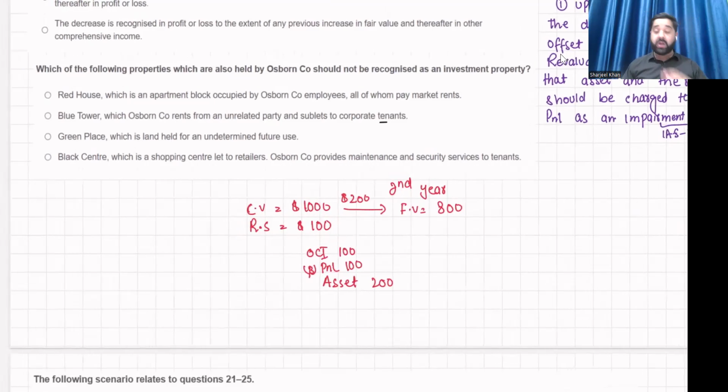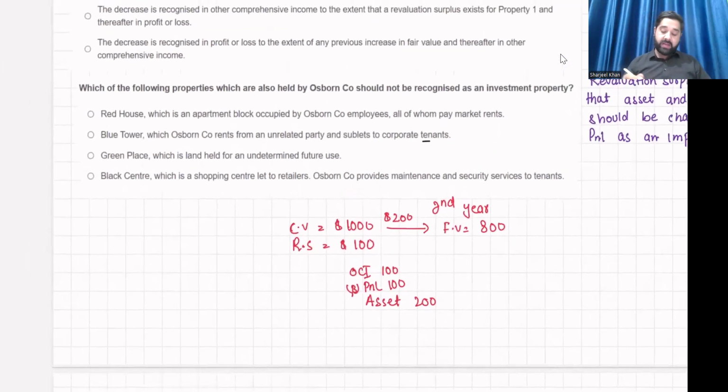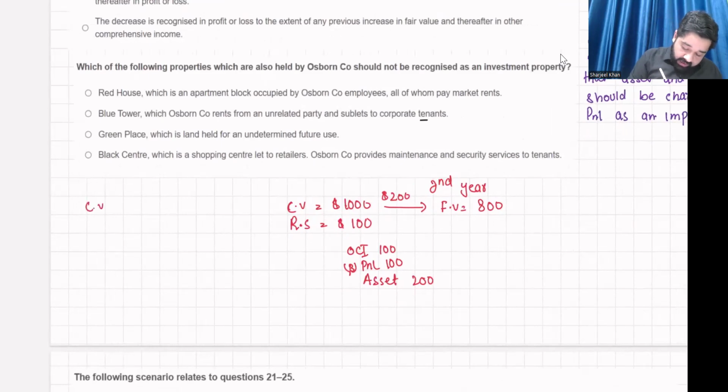Now, if there is no revaluation surplus present for this asset, remember this note as well. If there is no revaluation surplus present for this asset, then any decrease in this value should be charged immediately to profit or loss. Let me give you an example. Let's say the carrying value for the property is $500, no revaluation surplus, right?